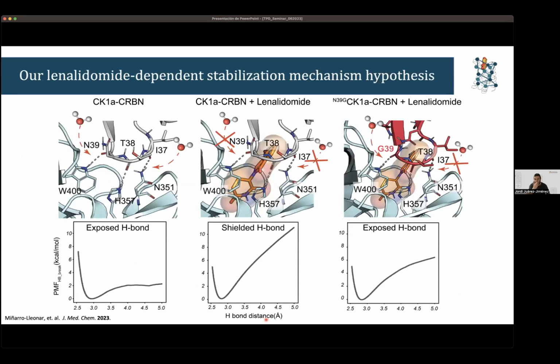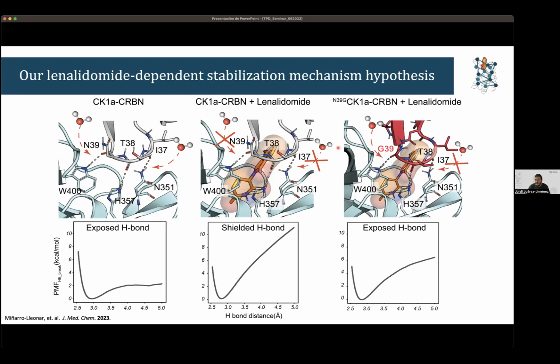Right? So this is our hypothesis of how lenalidomide is actually stabilizing Cereblon CK1 alpha contacts. Basically, when you have no lenalidomide in the interface, you have a relatively exposed protein-protein interface where water can enter and help break these hydrogen bonds and results in very labile interactions. Right? When you have lenalidomide, it will prevent the access of water molecules, right? And then you will have hard, robust interactions that are difficult to break, and that gives you a very stable ternary complex.